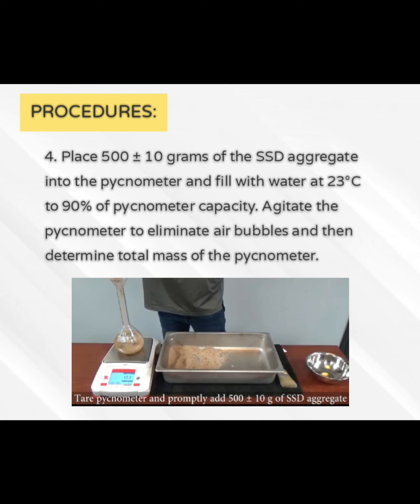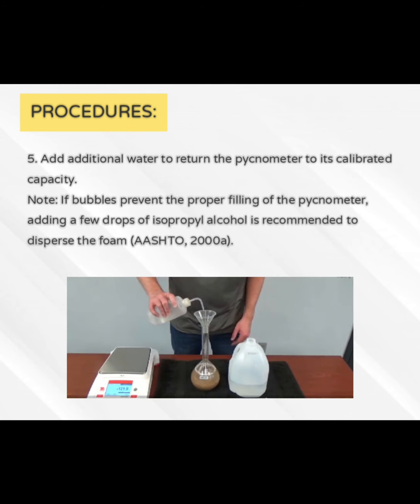Number 4 is place 500 plus or minus 10 grams of the SSD aggregate into the pycnometer and fill with water at 23 degrees Celsius to 90% of pycnometer capacity. Agitate the pycnometer to eliminate air bubbles and then determine the total mass of the pycnometer. Number 5 is add additional water to return the pycnometer to its calibrated capacity.